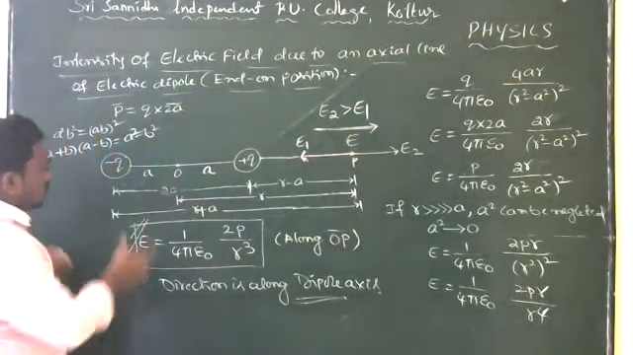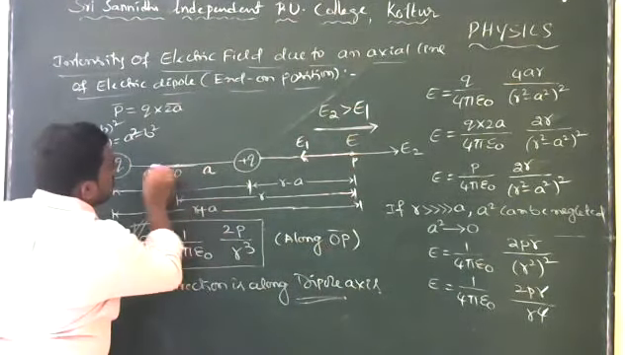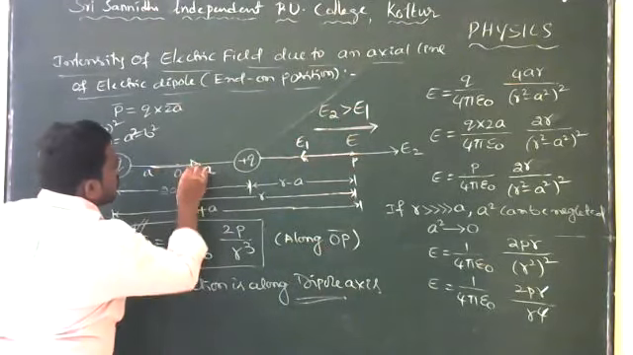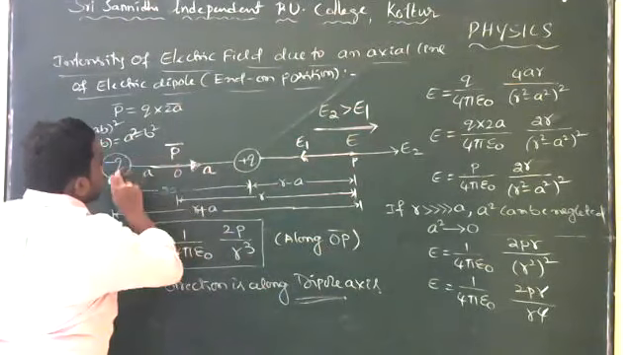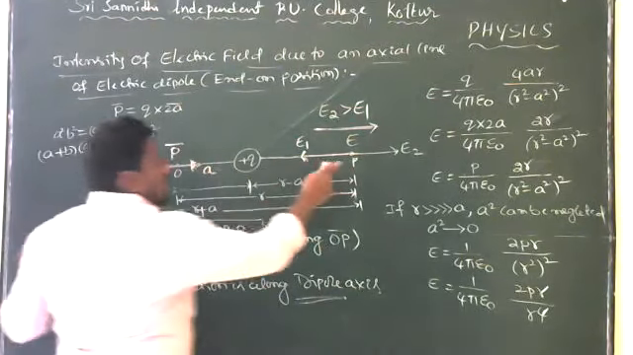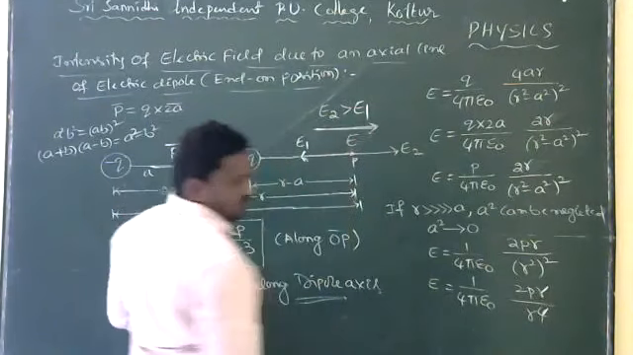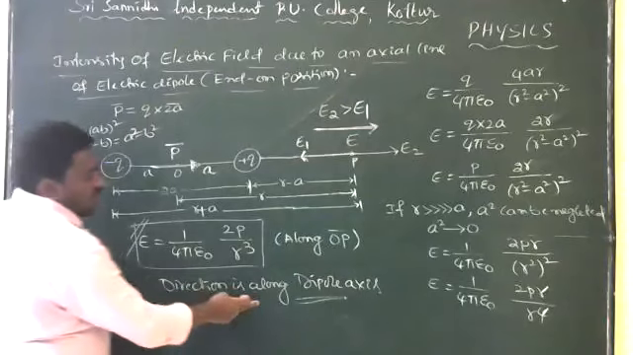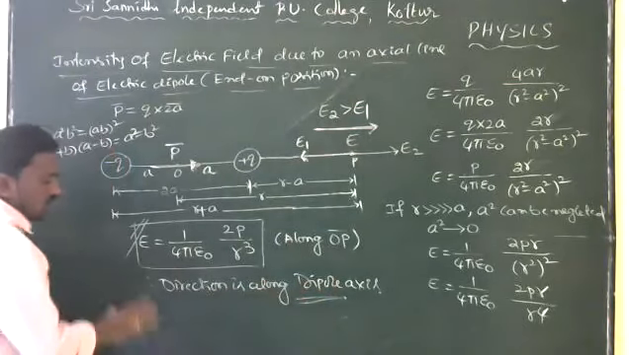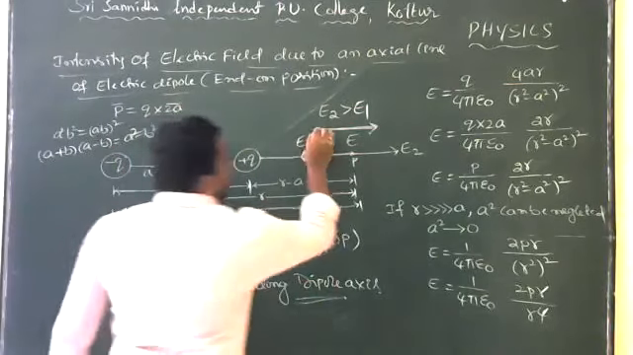So we know that, in what direction is the dipole moment? Negative to positive. So this is p bar. So p bar direction is negative to positive. So resultant intensity of the electric field direction is also the same direction, negative to positive. So therefore direction is along the dipole axis. Resultant electric field direction is along the dipole axis. So this is the resultant direction.